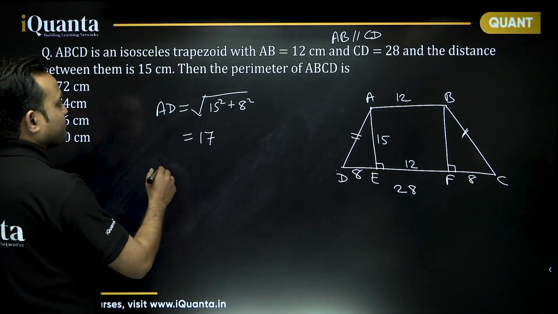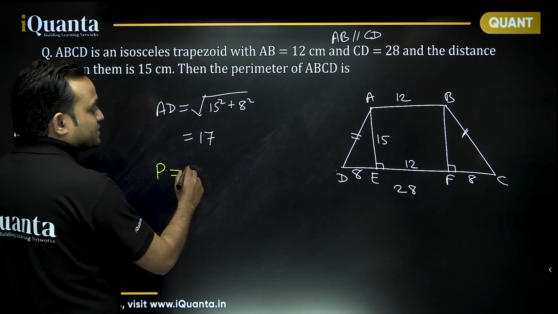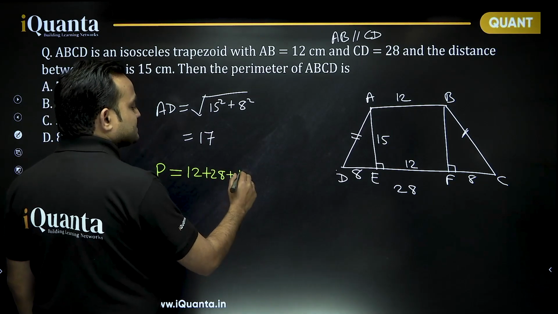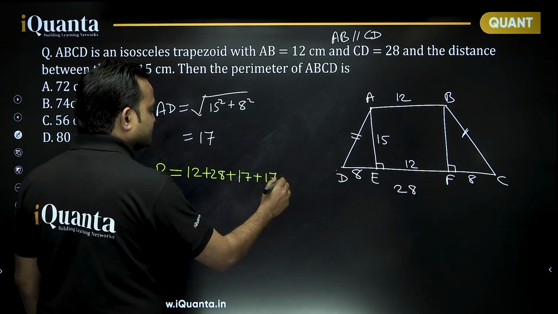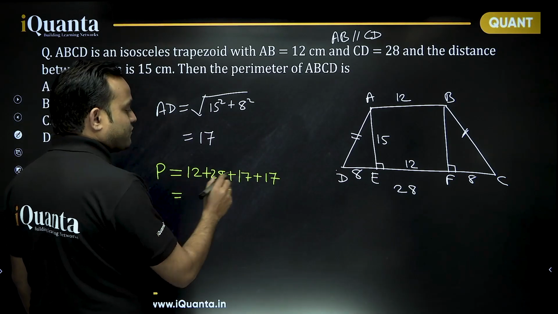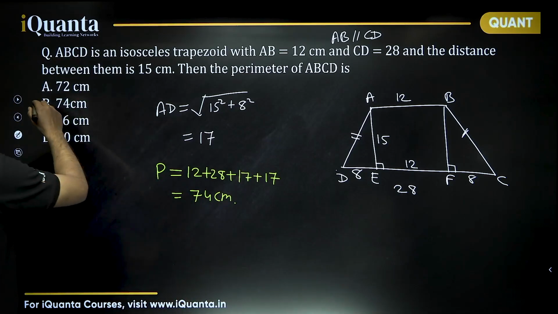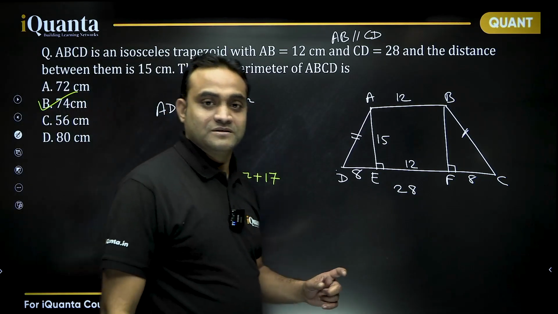What will be the perimeter? So that will be equal to 12 plus 28 plus 17 plus 17. So this will be 40 plus 34. It will be 74 centimeter, which is our option B. All right.